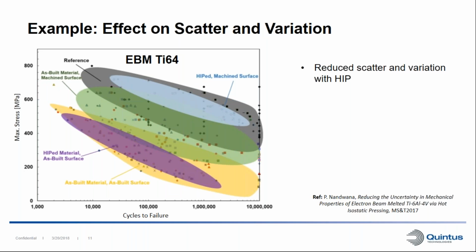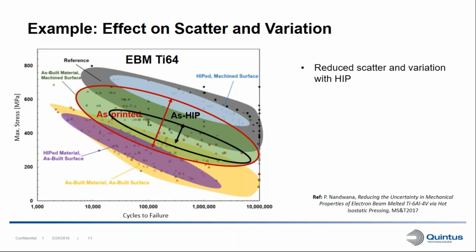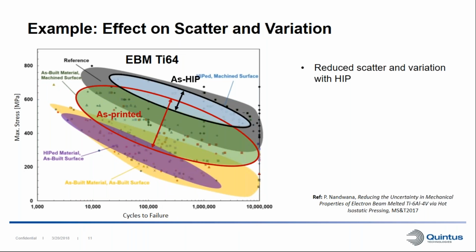For the same data set, we can see how the HIPing affects the scattering, or reduction of scattering. So here we can see the as-printed material, and for the HIP material, we can see that the scatter band is much smaller.